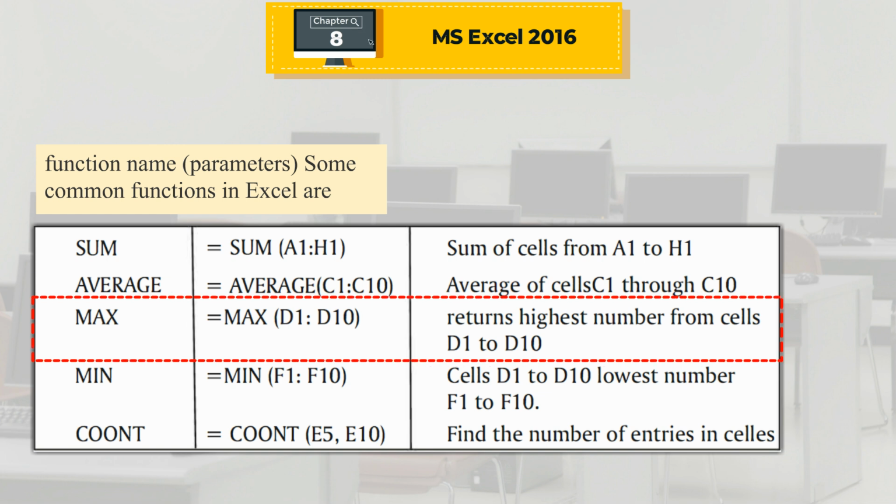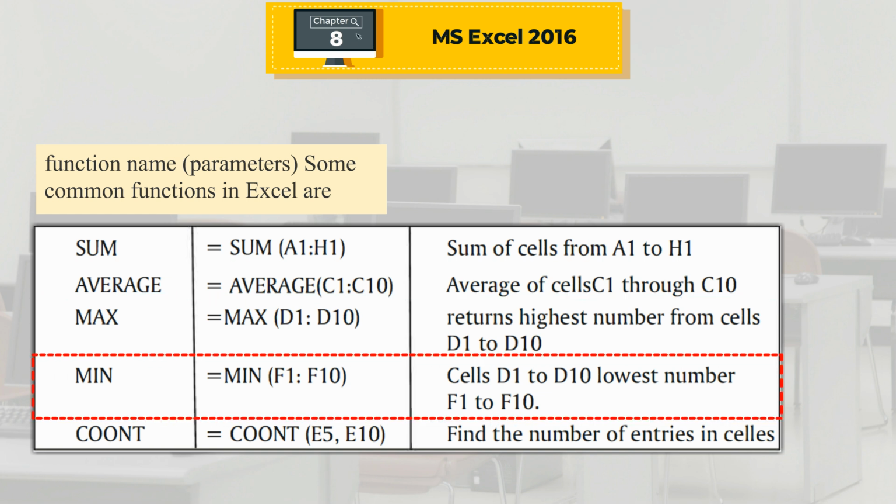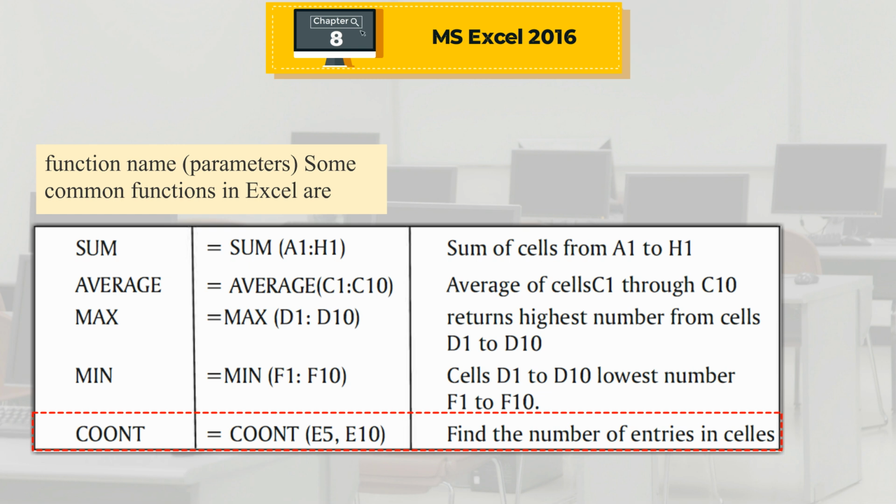MAX equals MAX(D1:D10), returns the highest number from cells D1 to D10. MIN equals MIN(F1:F10), returns the lowest number from cells F1 to F10. COUNT equals COUNT(E5:E10), finds the number of entries in cells.